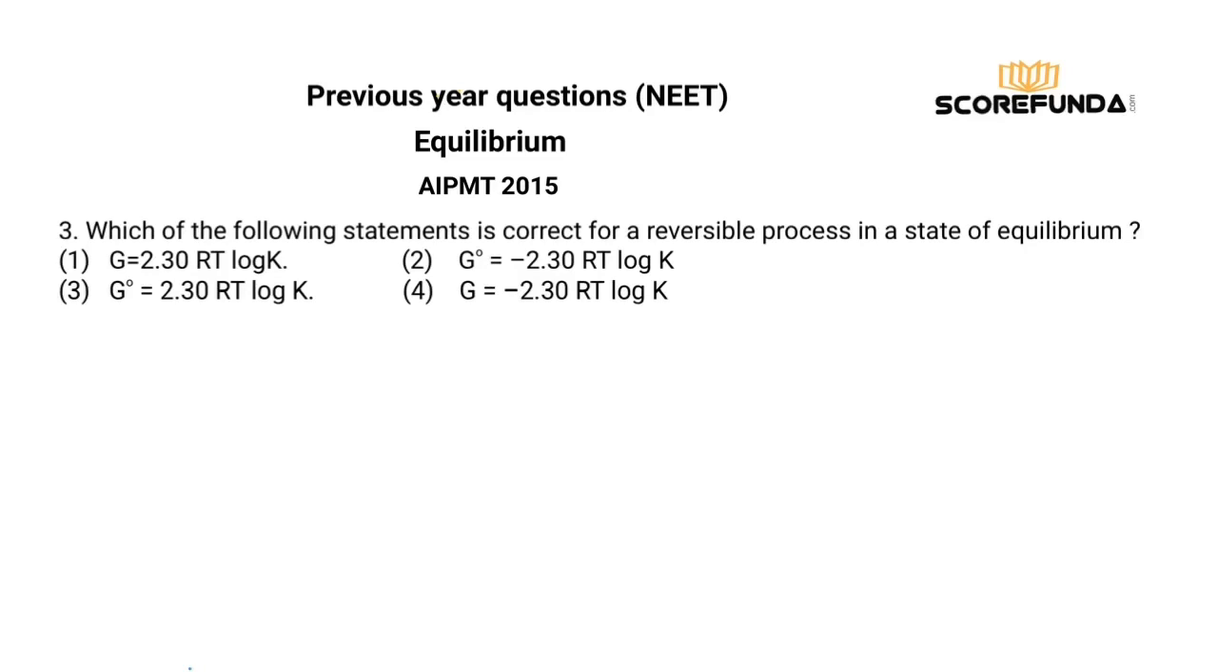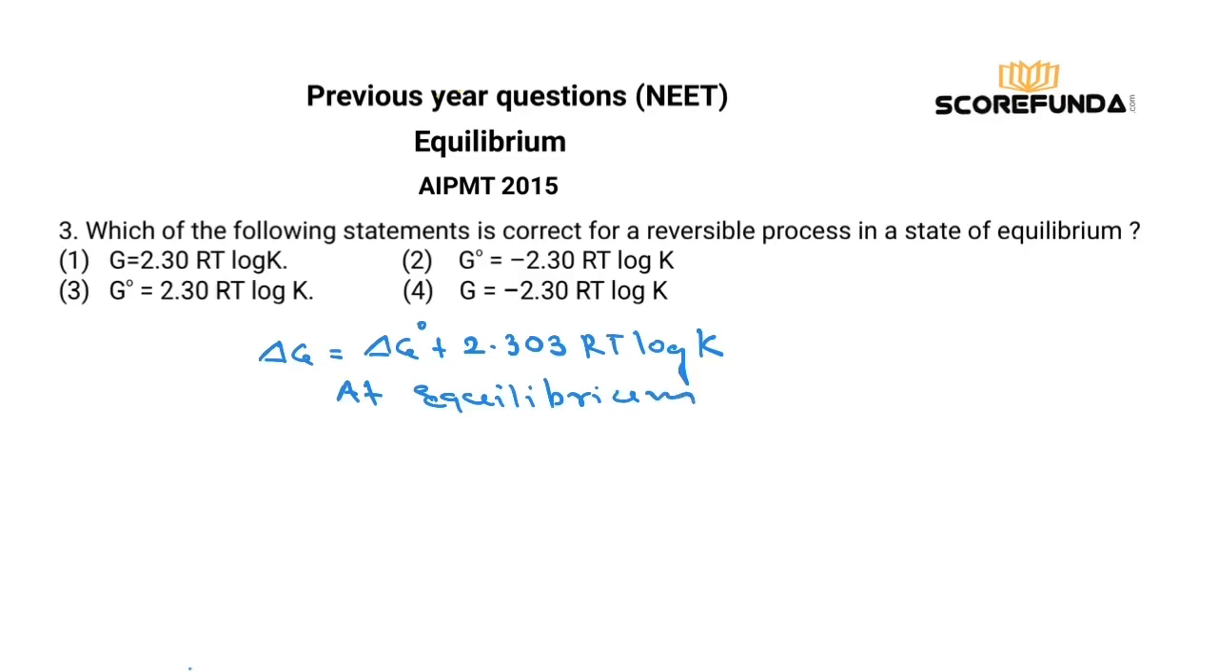in a state of equilibrium? Now we know that delta G should be equal to delta G naught plus 2.303 RT log K. Now at equilibrium delta G should be equal to 0, and therefore delta G naught will be equal to minus 2.303 RT log K. That means our answer should be option 2.